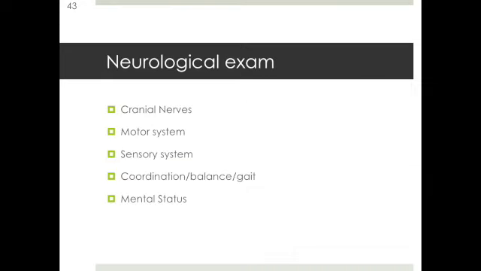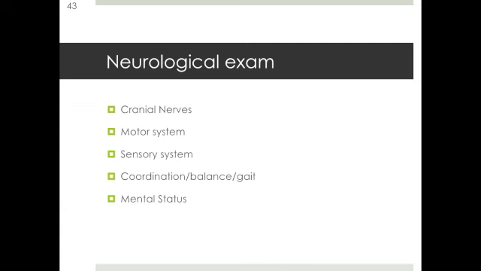So how does a neurological exam work? Usually, when you're going through a neurological exam, you'll be tested for a number of things. The first of which is cranial nerve function. After that, you'll also get tested for your motor system and sensory system, so coordination and balance and gait, and also for mental status.